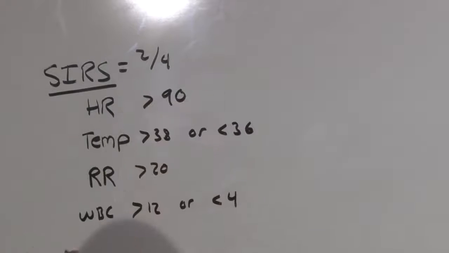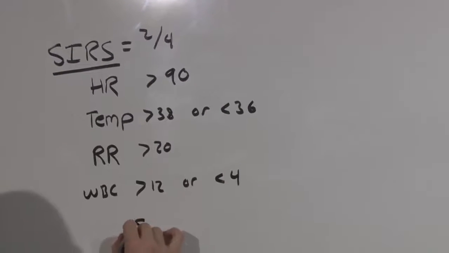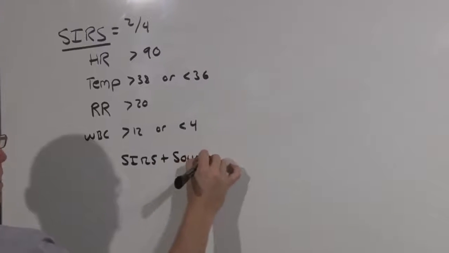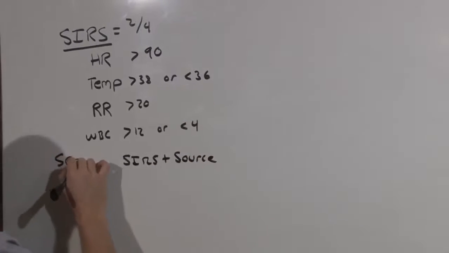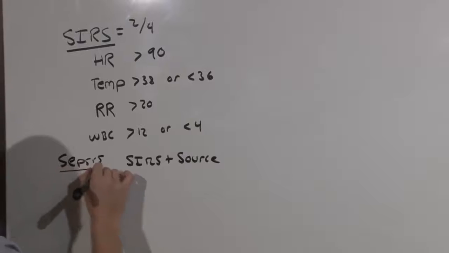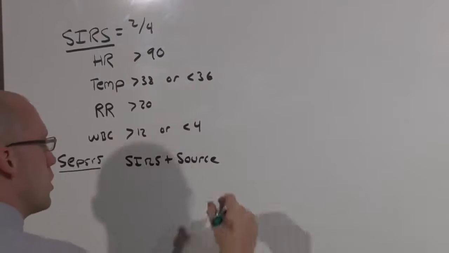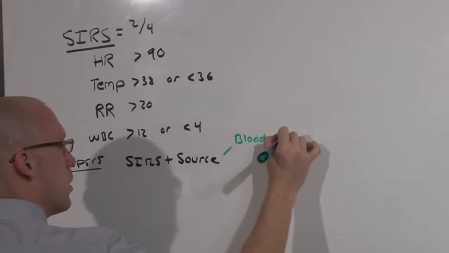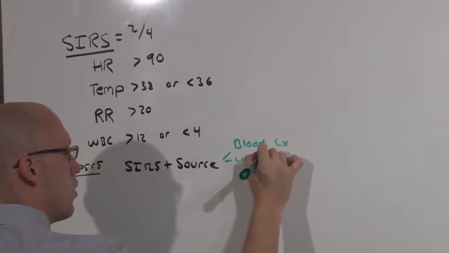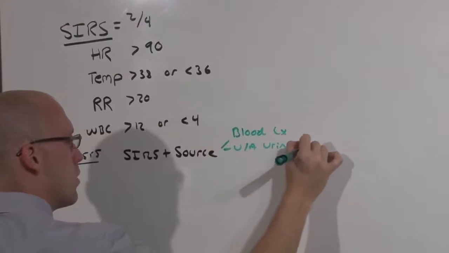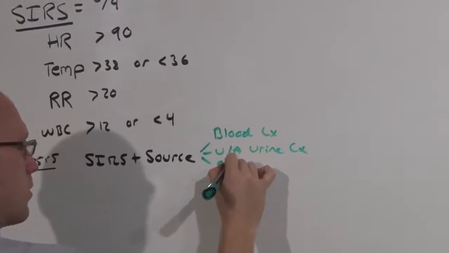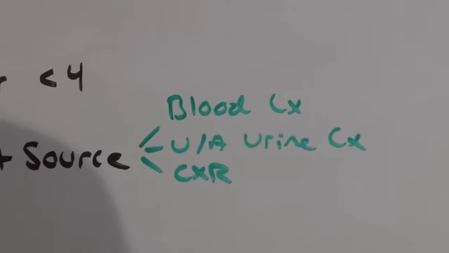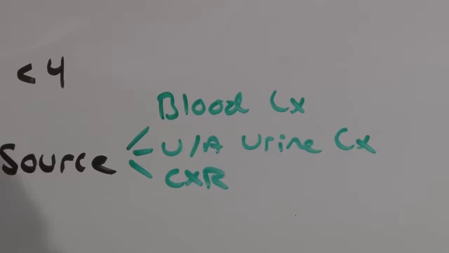If you have SIRS and a source, that is sepsis. To obtain a source, you're going to get blood cultures, a urinalysis with urine cultures, and a chest x-ray. Every patient, every time, trying to find the infection, unless they're able to give you symptoms to direct you.